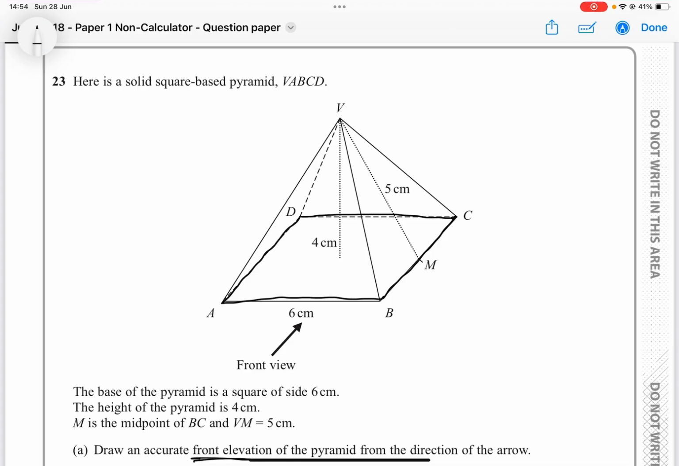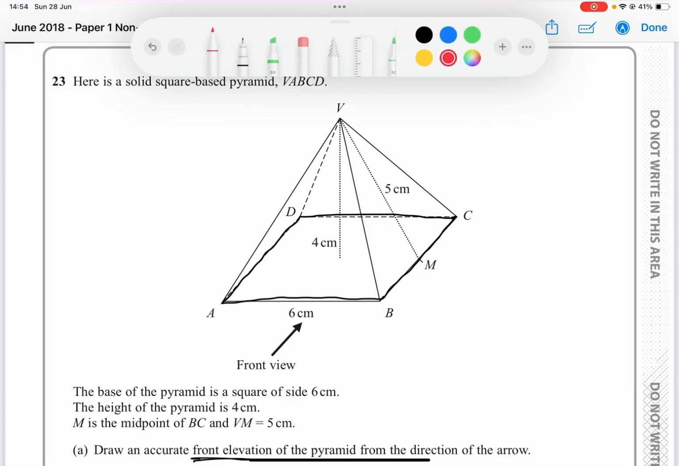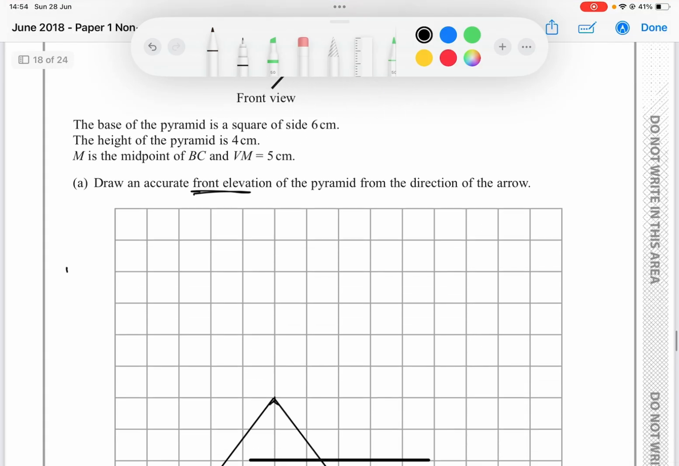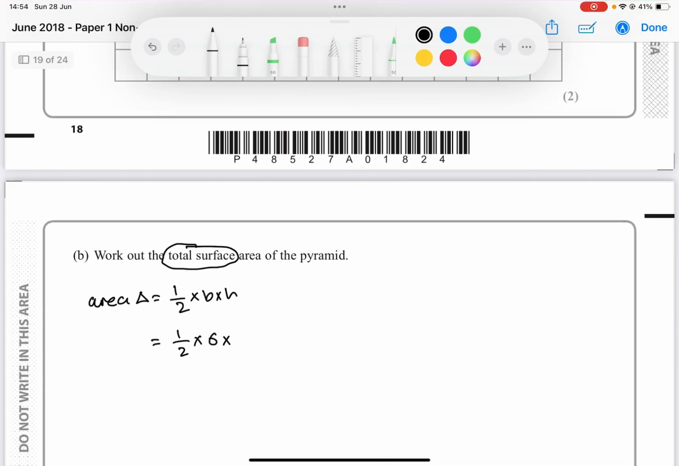Well, what is our height? The height of the triangle itself. The height of the triangle itself is 5. Okay, we can see that over here. That is the height of the triangle itself. So the height of the triangle is 5. So a half, base is 6, height is 5. So 6 times 5 is 30. Half 30 is 15. So the area of one triangle is 15.